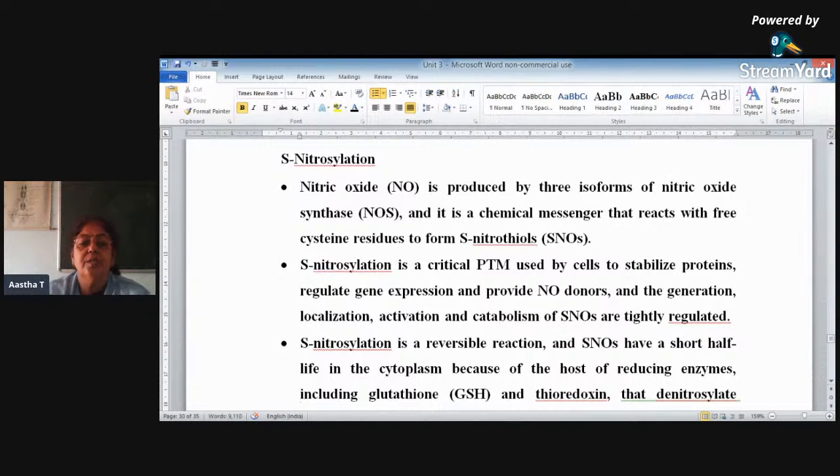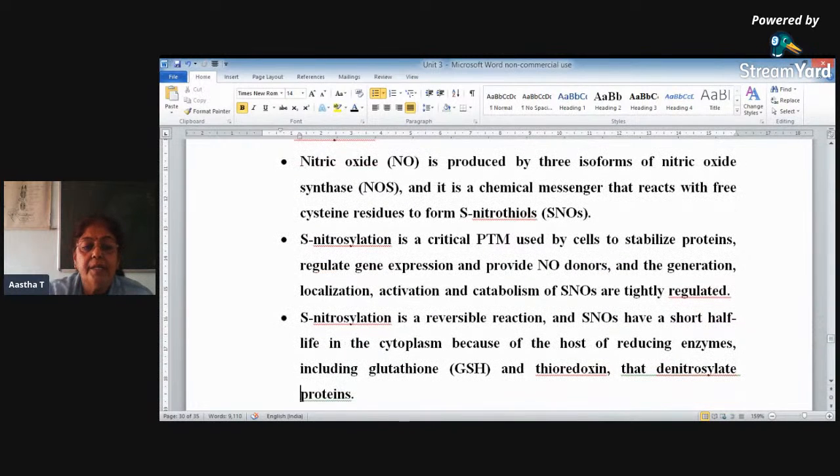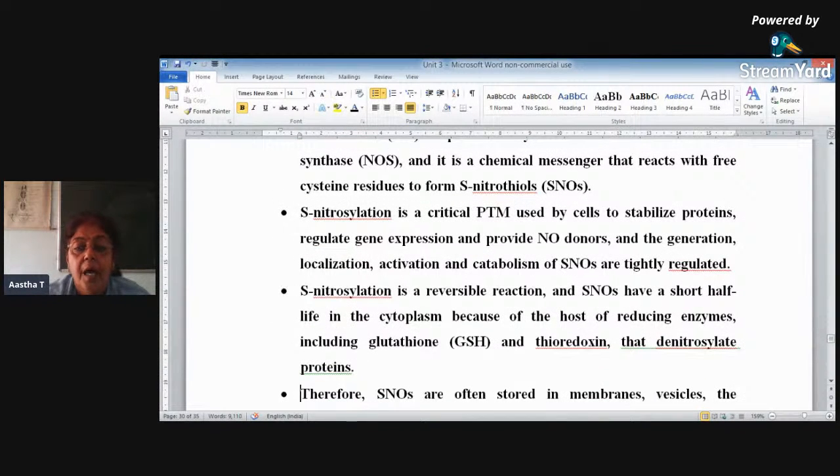It is used by the cells to stabilize the proteins, to regulate the gene expression, and to provide nitric oxide donors wherever necessary. It is also involved in activation and catabolism of S-nitrothiols. Okay. So again, it is a reversible reaction. S-nitrothiols have a very short life in the cytoplasm, and host enzymes like glutathione, GSH, and thioredoxin denitrosylate proteins; they can reduce this S-nitrosylation.